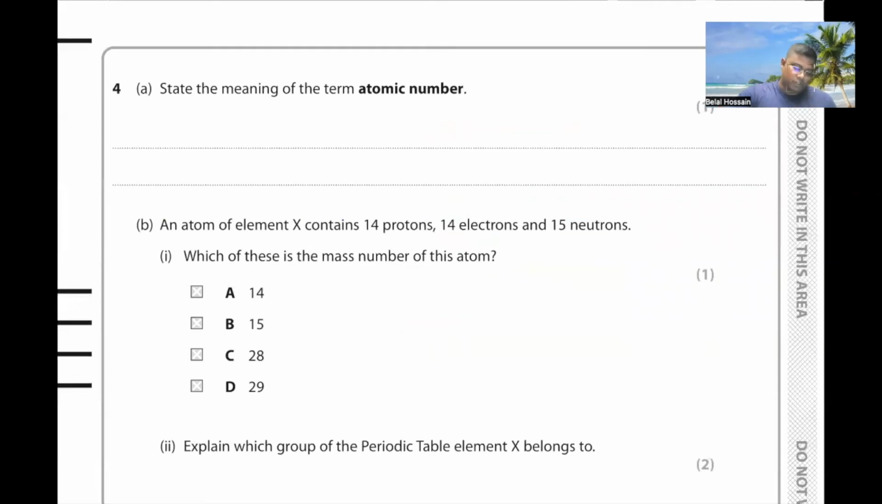Question number 4. State the meaning of the term atomic number. So guys, this is a very straightforward question. Atomic number indicates the number of protons in the nucleus of an atom. And guys, please make sure to memorize this.